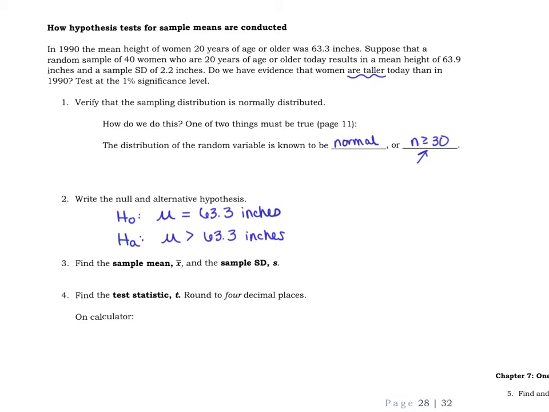All right, so find the sample mean and the sample standard deviation. If you can't find the sample mean and the sample standard deviation in this problem, there's a definite issue going on because you're given that information. So x bar is 63.9 inches. The standard deviation, which is s, is 2.2 inches. So that was given to us, should not be difficult to find at all.